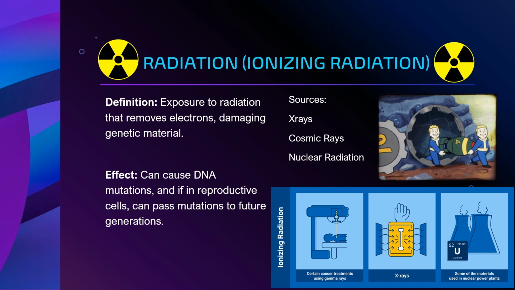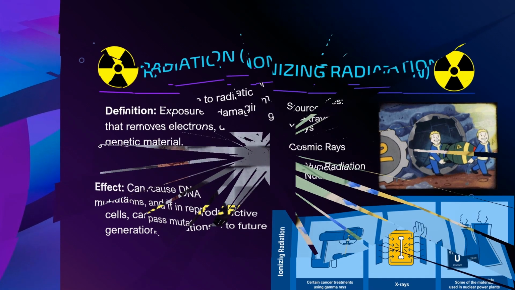And finally, the last one is radiation. A mutation caused by radiation is when we're exposed to ionizing radiation. Ionizing radiation is similar to nuclear radiation and is so dangerous because it breaks electrons, damaging our genetic material in cells. This radiation is so strong that it can be passed to future generations if the damage occurs in the reproductive cells.